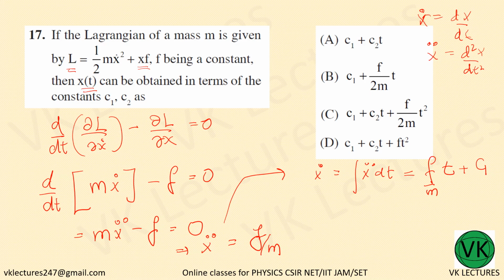Now we want x, right? So once again you have to integrate this. x equal to integral of x dot dt. What is x dot? F by m t plus c1. So the integral of x dot will be f by m t square divided by 2 plus c1 t plus c2. So f by 2m into t square. So option C.